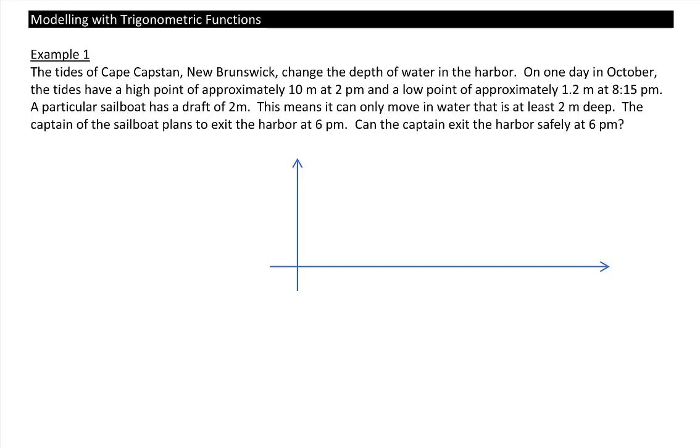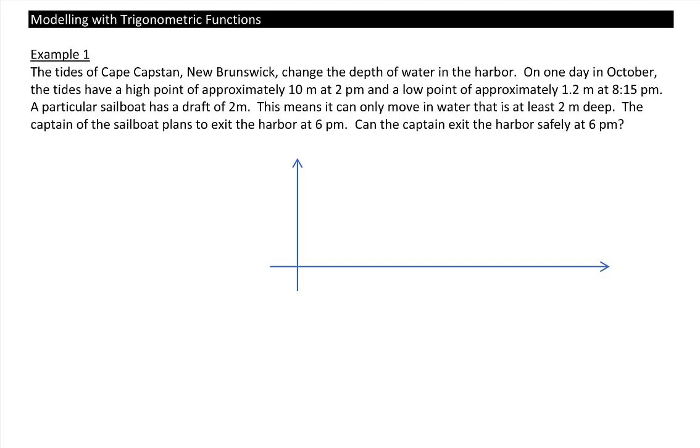So now we're going to look at modeling with trigonometric functions. So let's start with our first example. The tides of Cape Capeston in New Brunswick change the depth of water in the harbor. On one day in October, the tides have a high point of approximately 10 meters at 2 p.m. and a low point of approximately 1.2 meters at 8:15 p.m.